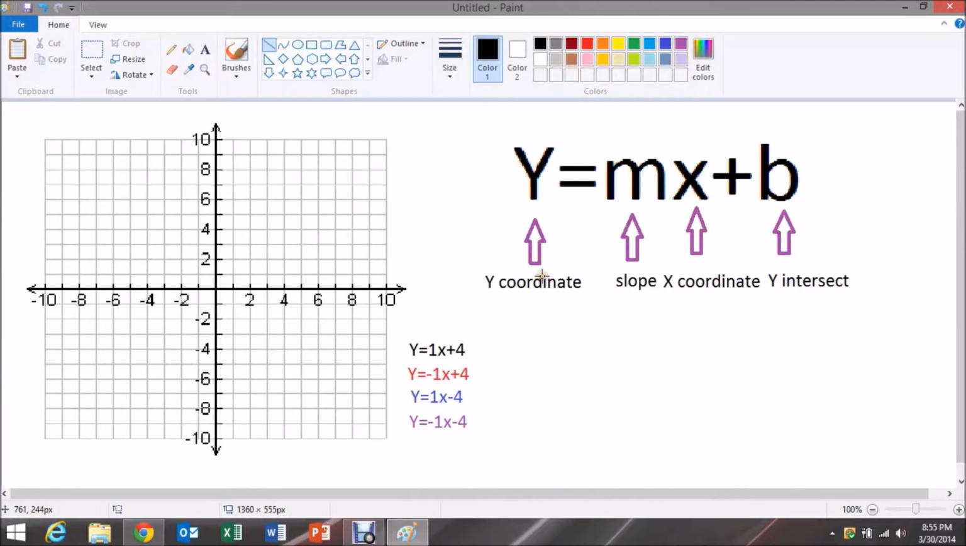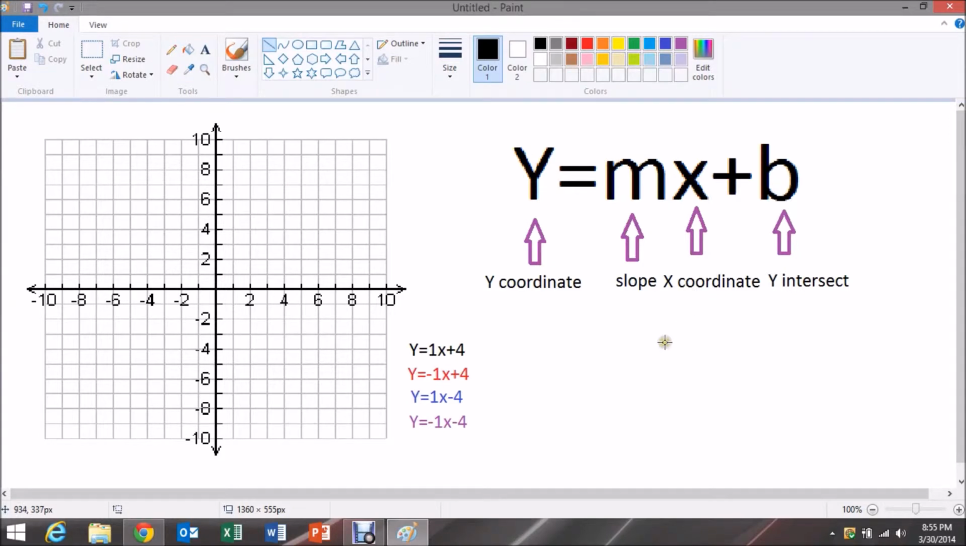This video is going to show you how to plot slope-intercept formulas. As you can see, we have our slope-intercept formula. It's y equals mx plus b. The y is for the y-coordinate, the m for the slope, the x for the x-coordinate, and the b for the y-intercept. Now the x and y usually are unsolved because those are points along our line that we want to figure.